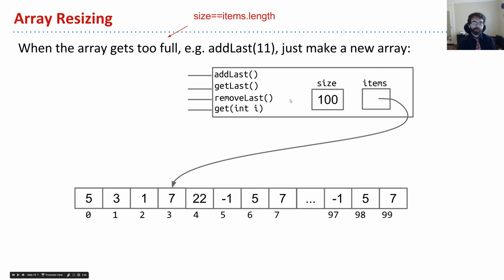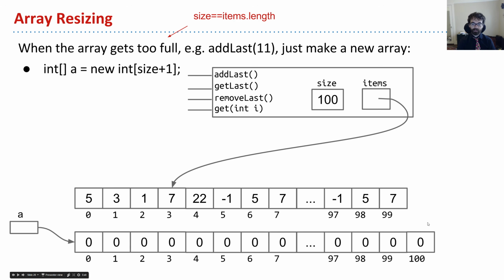Okay? So basically what we're going to do is when the array gets too full, in other words, when size equals items.length, when the abstract reality of the situation is that the user expects as many items in the list as there are in the concrete list, then we will do the following. We will say int[] a = new int[size + 1]. So we'll make an array in this case that is one larger, because this has enough room to hold not just the information we already had, but also one additional item.